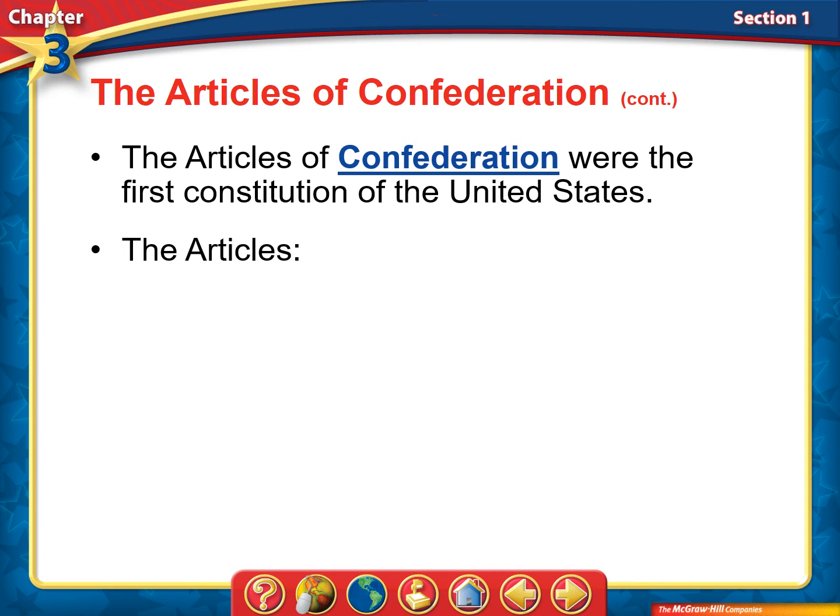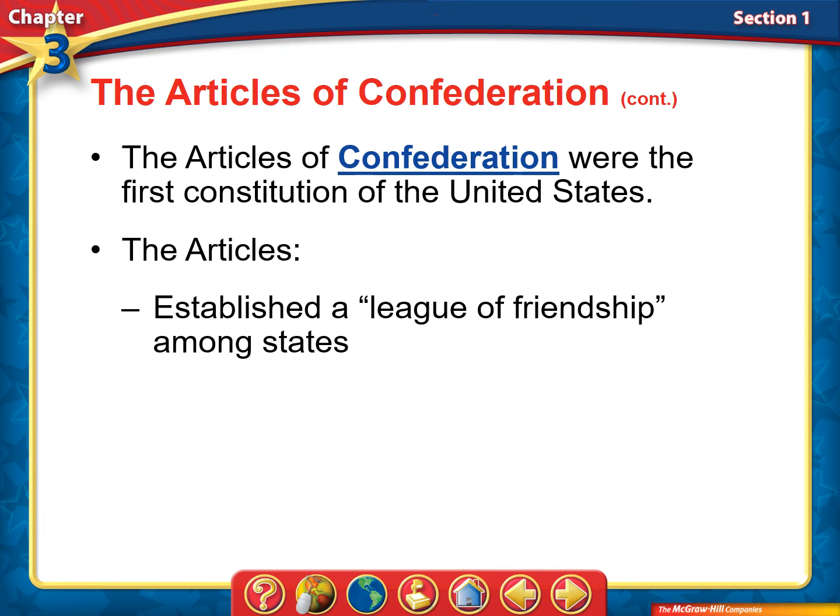So a lot like the European Union. Germany is a nation, France is a nation. Both are a part of the European Union. They do work and collaborate on certain matters, but for the most part, they do their own thing. And so they are a confederation. So the Articles established a league of friendship among states. We were essentially a collection of independent countries.